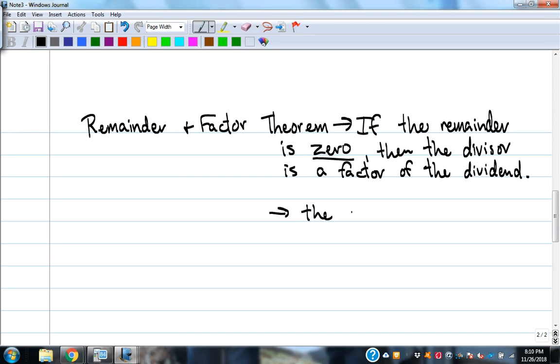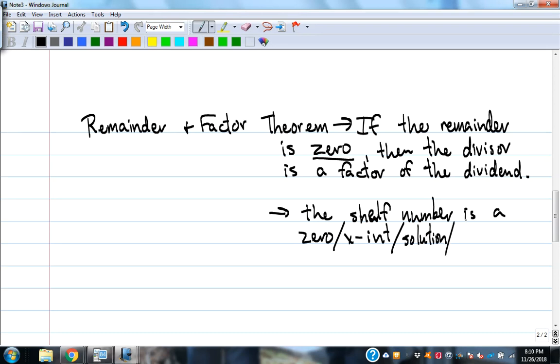It also says the shelf number, that's what we've been calling it, is a 0/x-intercept/solution/root to the polynomial. Okay, so this is going to help us in being able to find x-intercepts, zeros, solutions, roots.